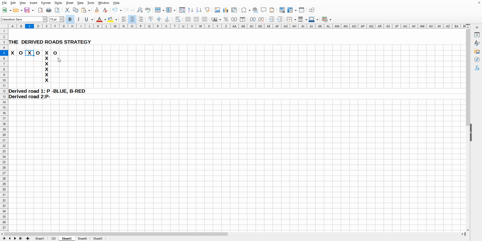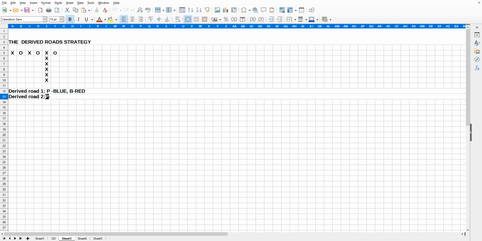They are all single. So a player, or let me put it like this, so that I can show you the same symbols as here. Red, and the banker blue, of course. And the same goes for the derived road number 3. Yeah, that's how the indicators are going to be displayed.